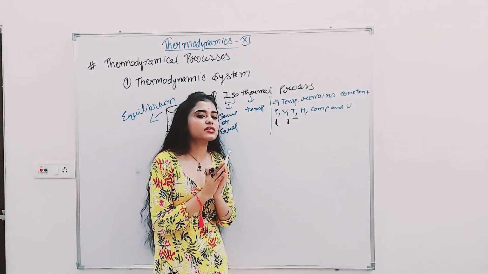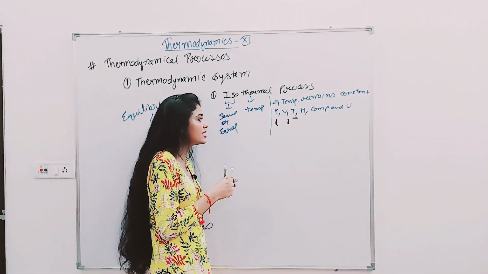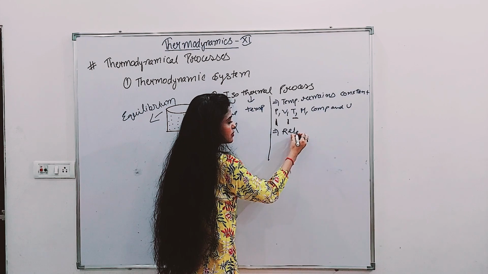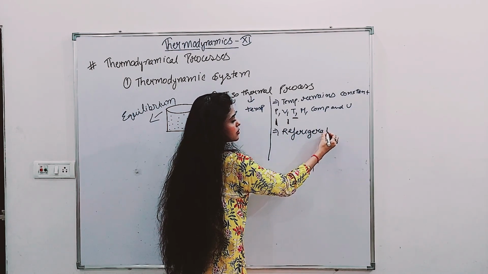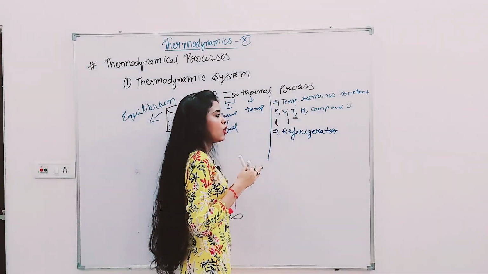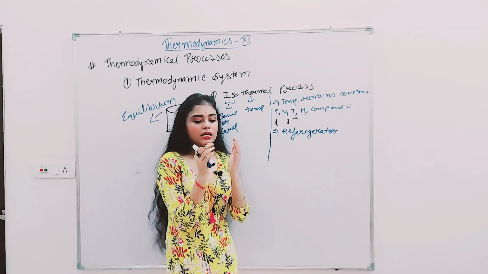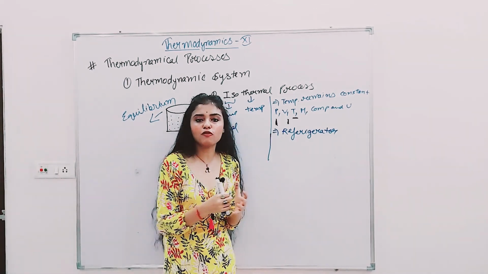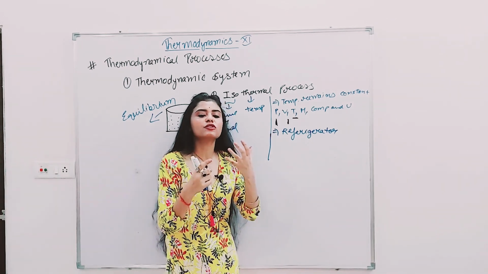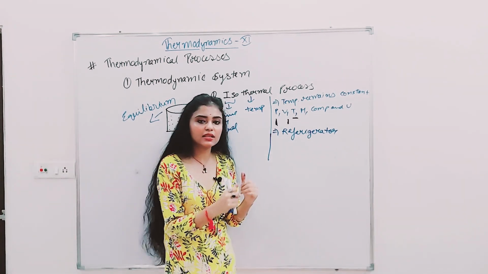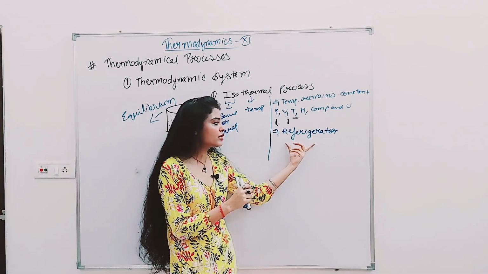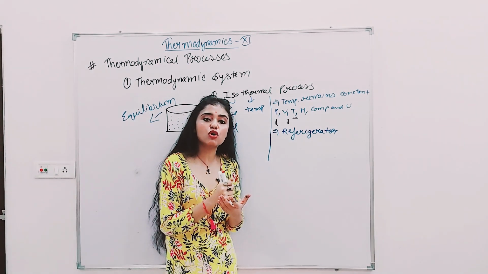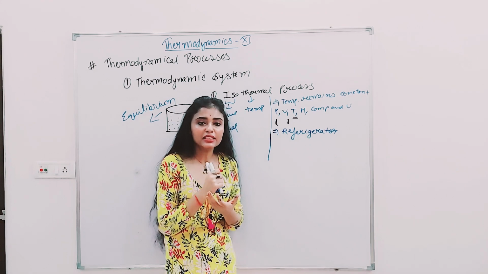A fantastic example of an isothermal process is the refrigerator. Refrigerator is one example of an isothermal process. How? See, there are a set of changes that take place in the mechanism of a refrigerator. We will be learning about the working of a refrigerator in later topics. Of course, it is in the syllabus, but as of today, what happens in a refrigerator is that a lot of changes take place in its mechanism. But one thing that remains constant is the temperature inside the refrigerator.